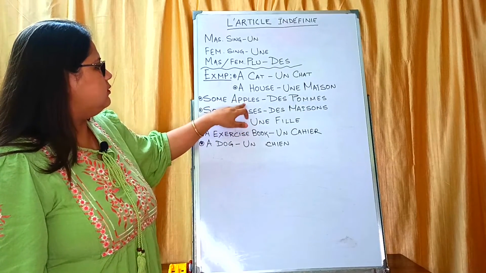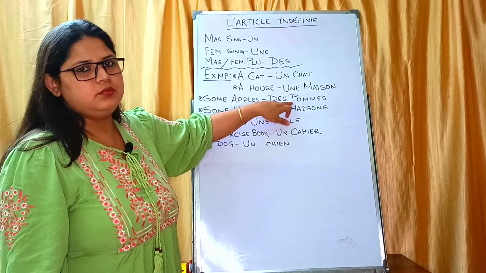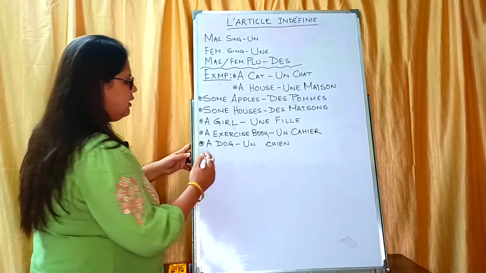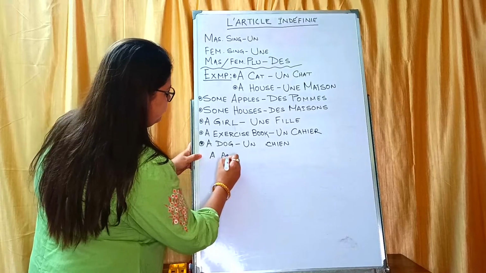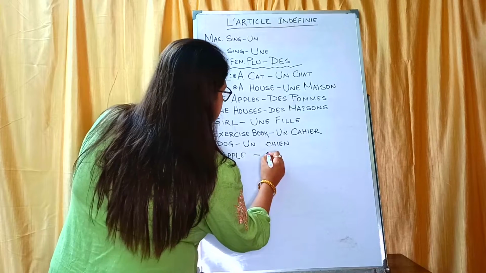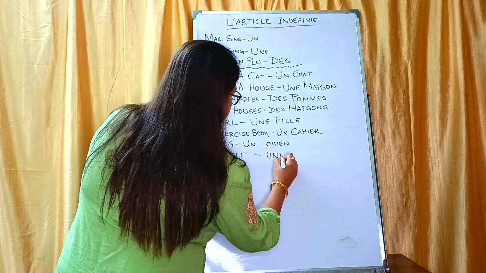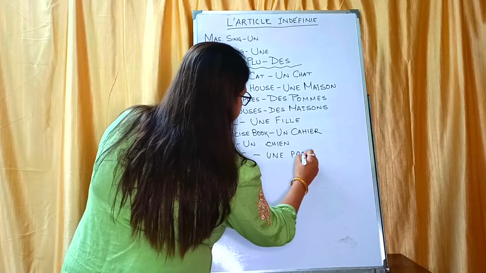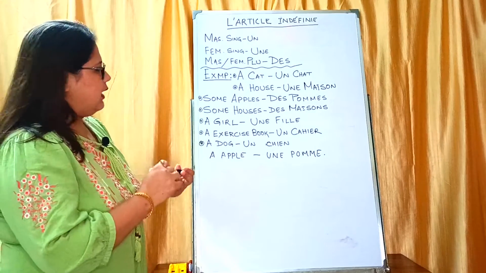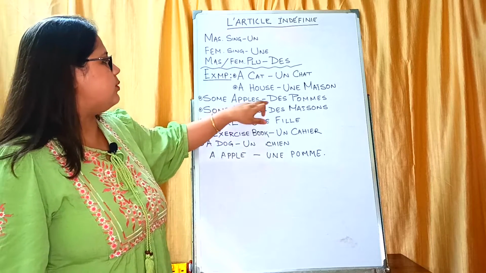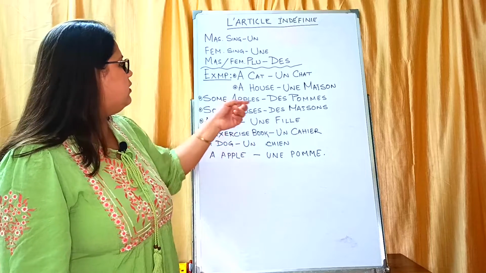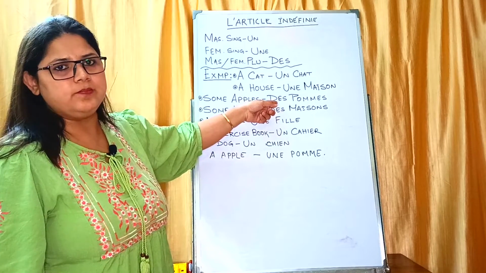Some apples, des pommes. Apple is feminine, so if we say an apple, then we will say une pomme. Okay, but as it is some apples, that is why it is des pommes. So whether it's feminine or masculine, we will use des in the plural form.